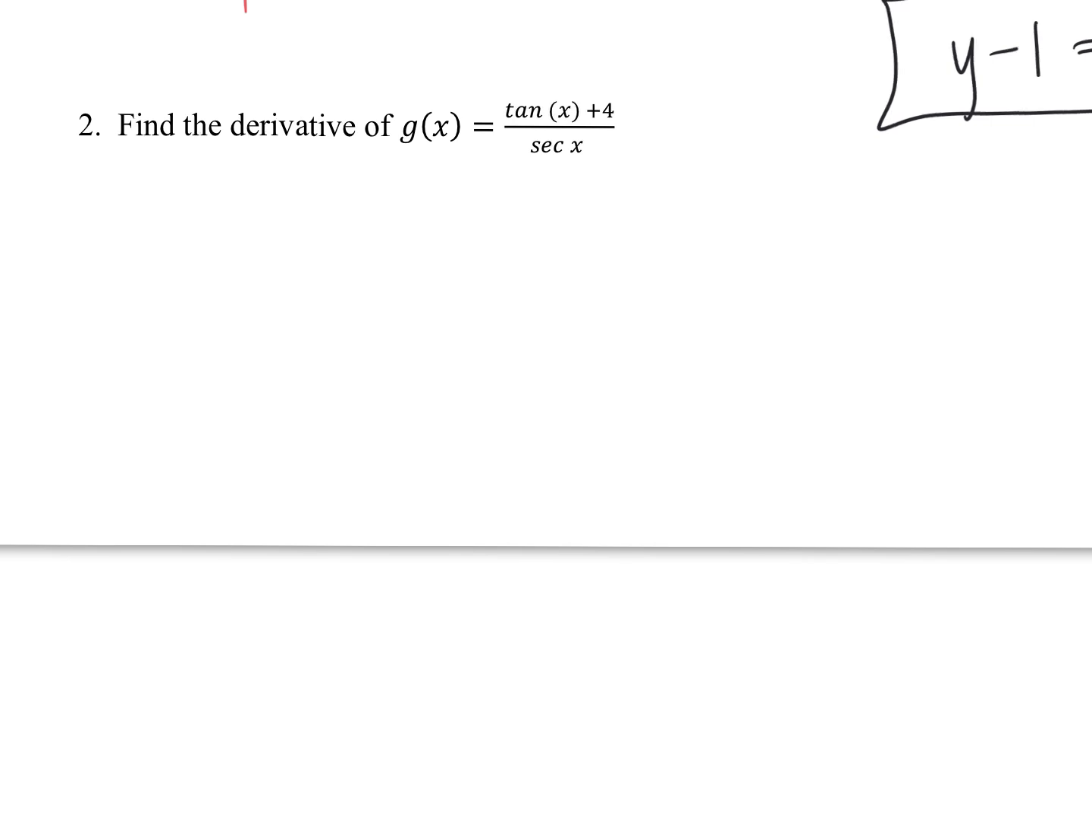What rule would I have to do? Quotient rule. Thank you. Here we go. Who does the quotient rule start with? Me. What's my lower? Perfect. D high. Derivative of tangent, we just did it up there. Perfect. The derivative of 4. Derivative of a constant? 0. You got it.